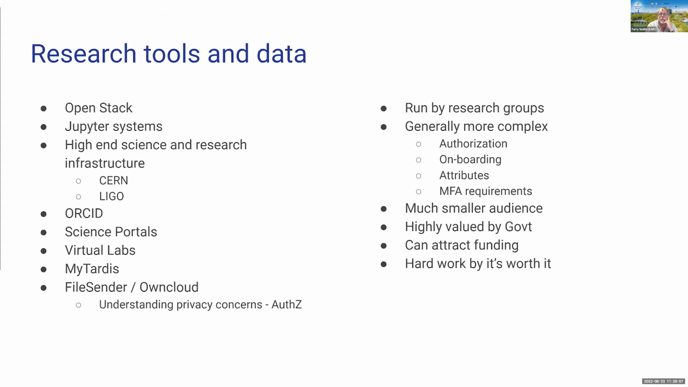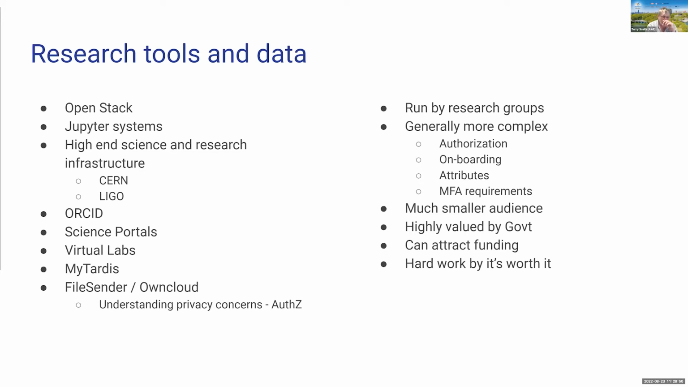We've got Jupyter systems, which I showed you this morning. We get some high-end science and research infrastructure. CERN, we get LIGO, which is international high-end projects. We've got the Square Kilometre Array project. We've got ORCIDs. The use of ORCID will come up again and again as a PID, which adds extra value to the Federation. There's many science portals that are being created as we speak that will allow various communities of scientists to work collaboratively together within these portals.